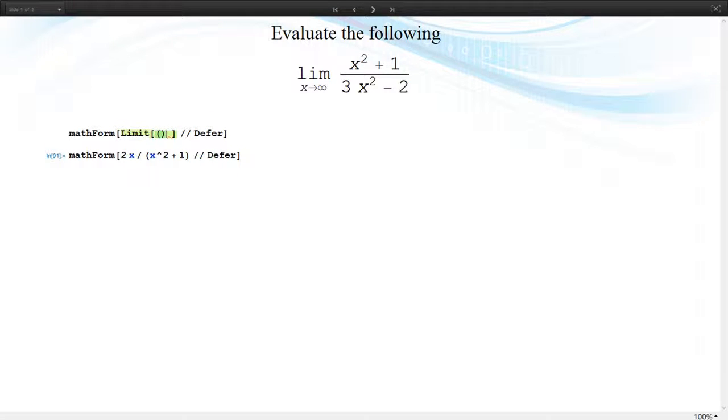We get 1 plus 1 over x squared divided by 3 minus 2 over x squared.